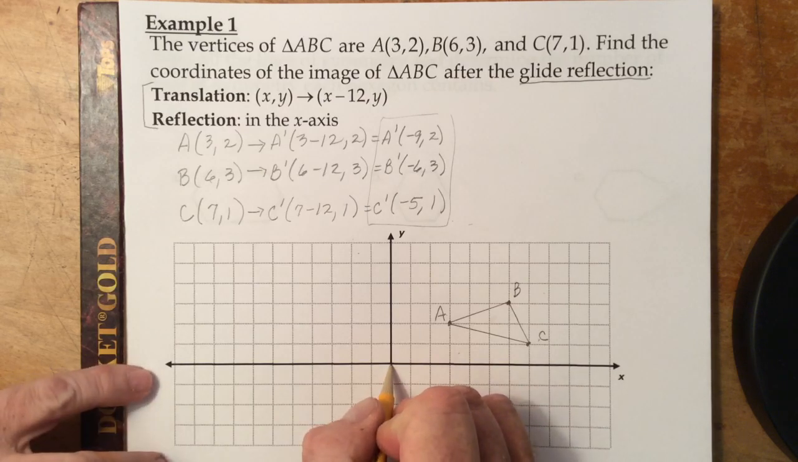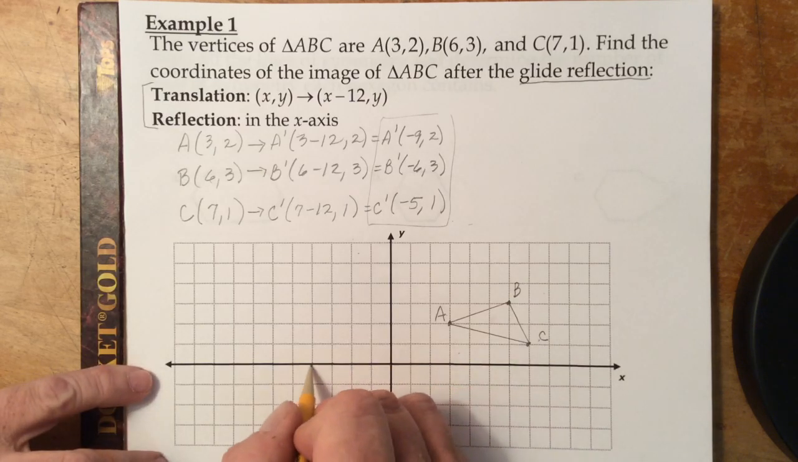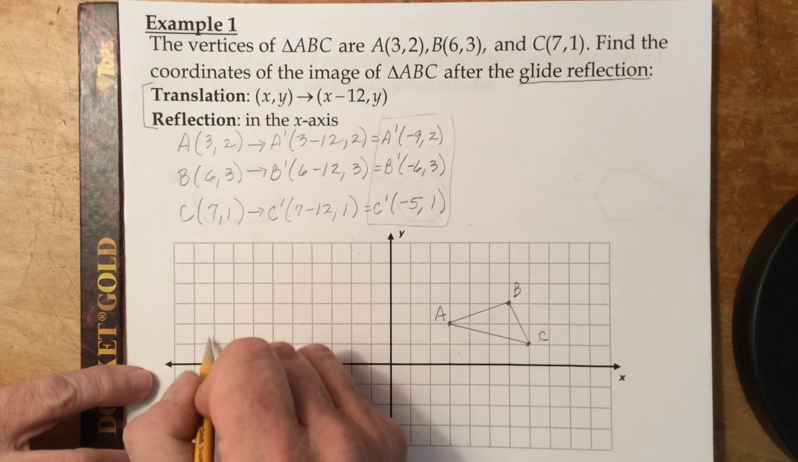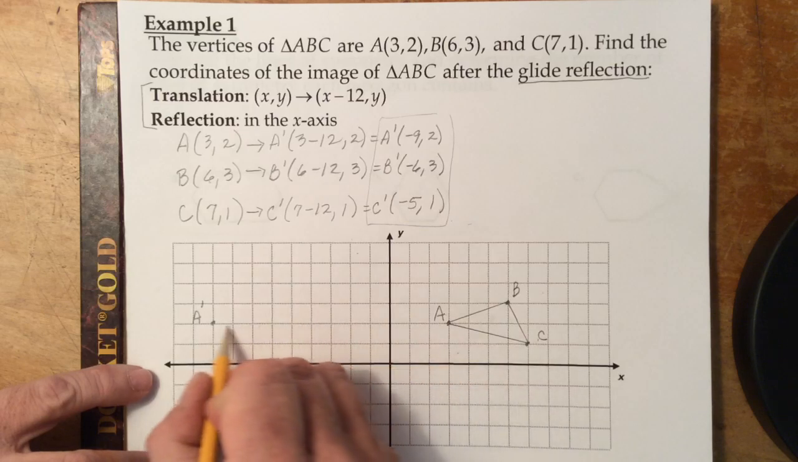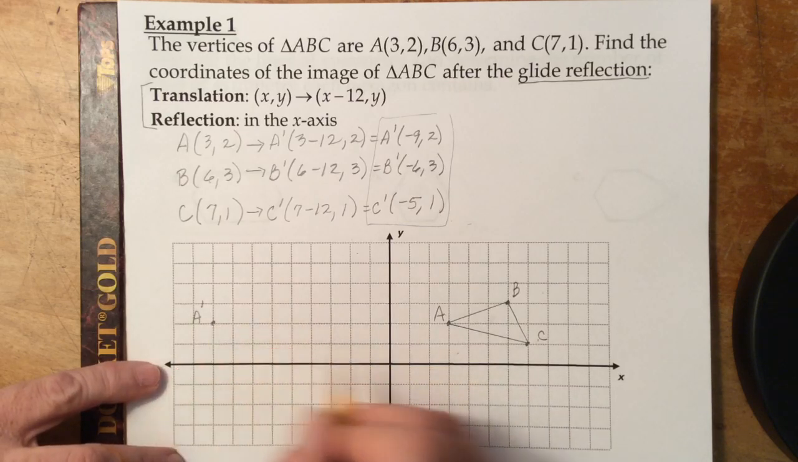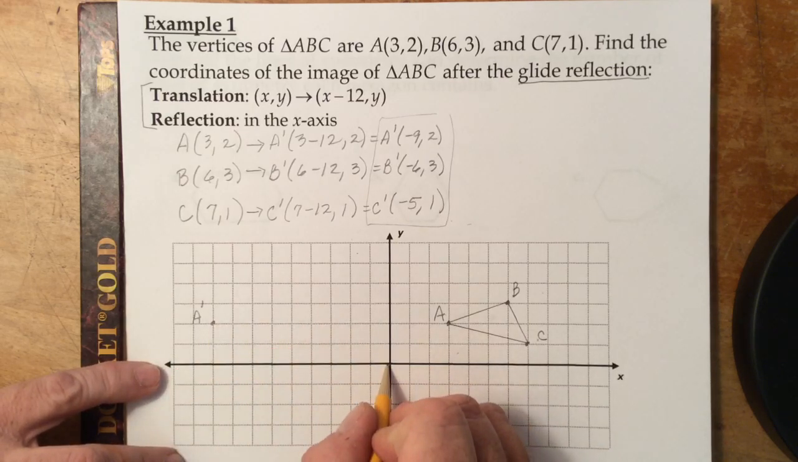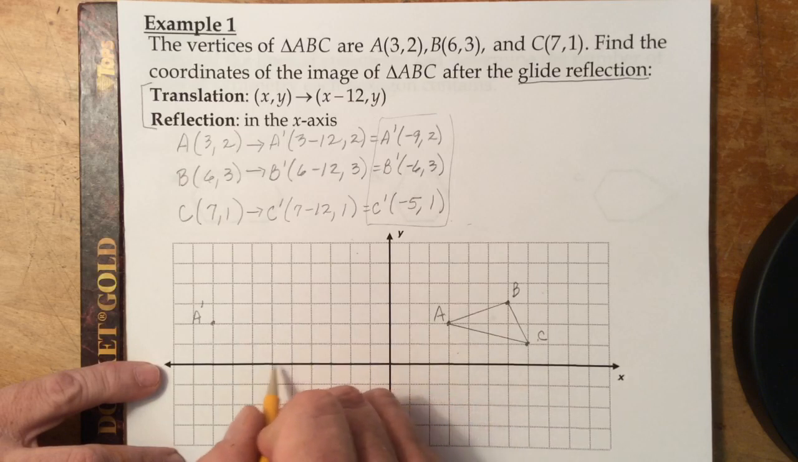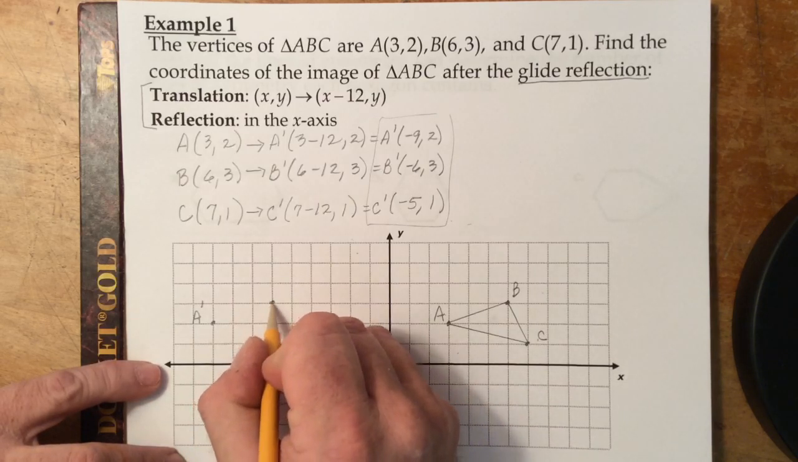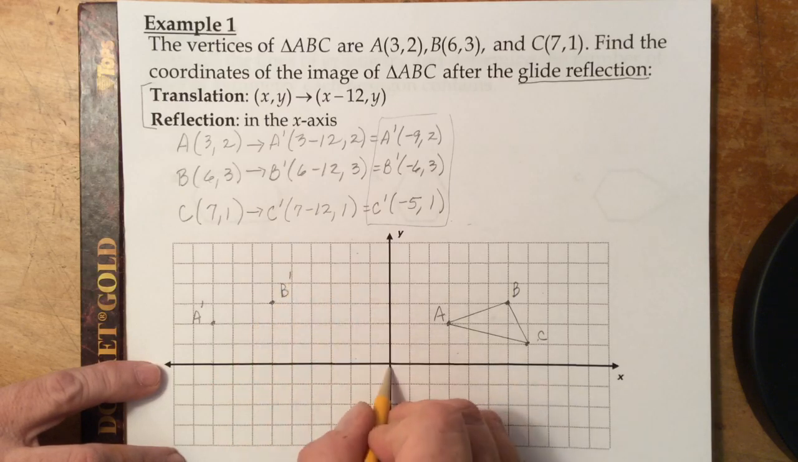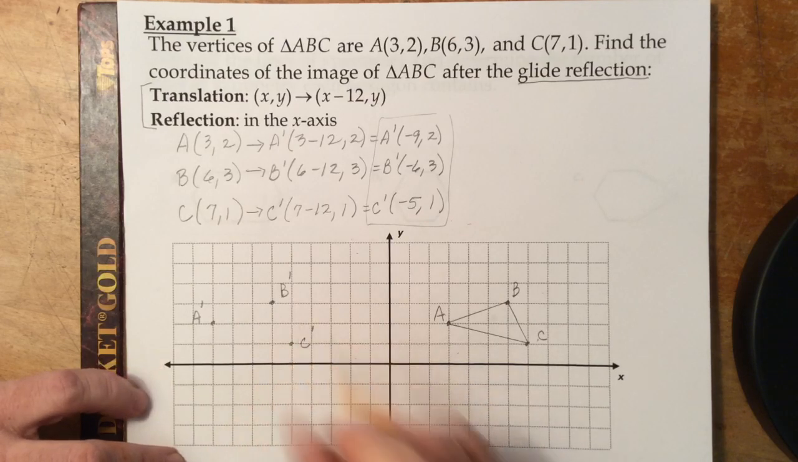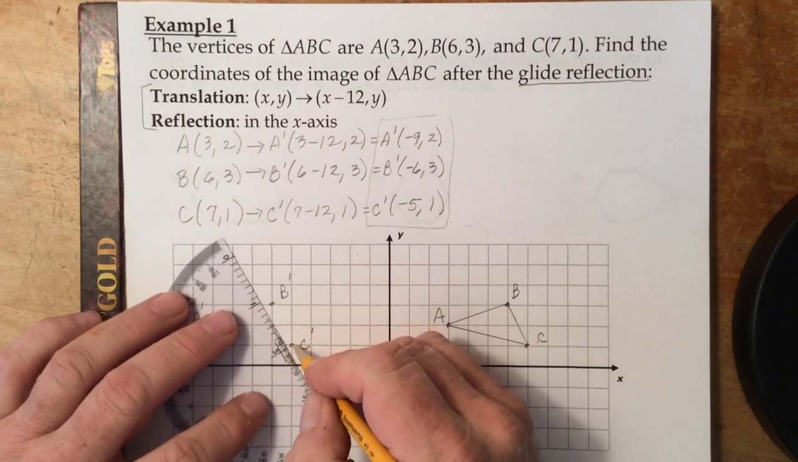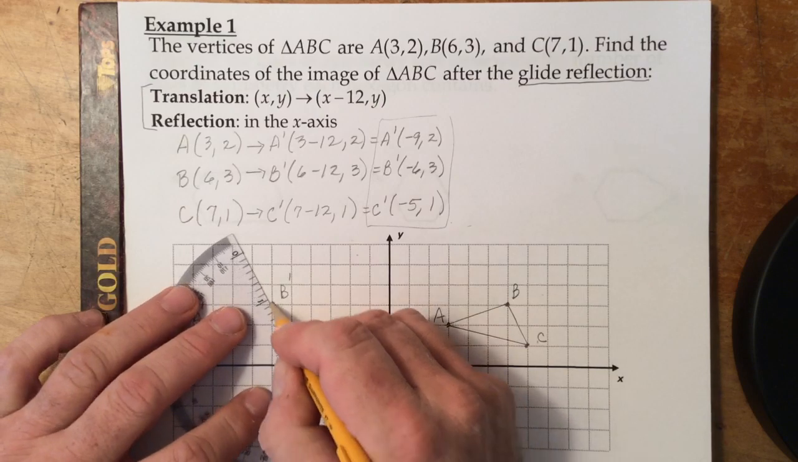Starting at the origin, negative 9, 2 for A prime. 1, 2, 3, 4, 5, 6, 7, 8, 9 left, up 2. So there's A prime. It's been translated all the way over this way horizontally. Start at the origin for B prime, negative 6, 3. 1, 2, 3, 4, 5, 6 left, up 3. There's B prime. C prime, negative 5, 1, to the left 5, and then up 1. There's C prime. Take your straight edge, draw that resulting triangle.